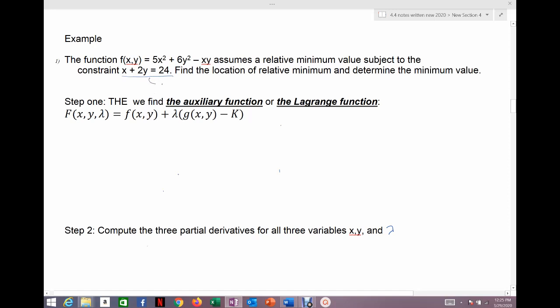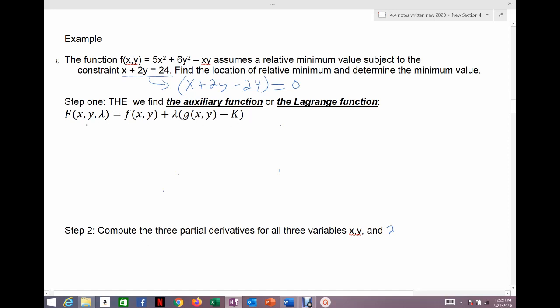And so the first thing I'm going to do is rewrite that where I'm setting it equal to 0. So I'm subtracting 24, so I get x plus 2y minus 24 equals 0, because this is the piece that I'm going to put into my Lagrange function.